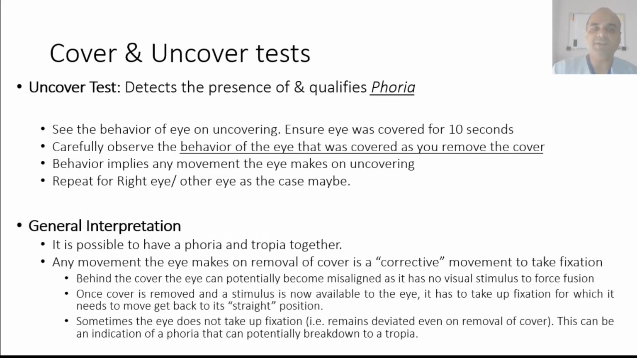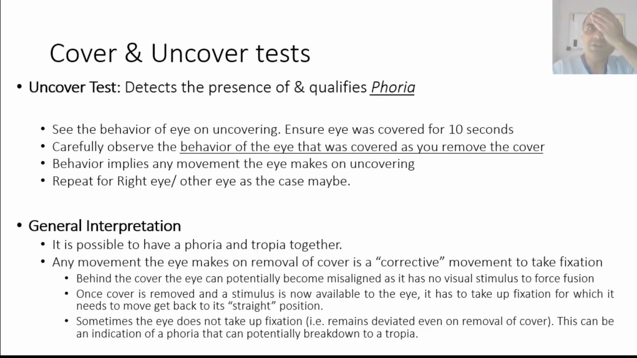What I mean by behavior is that, remember, the eye behind the cover can have a phoria normally. So when the cover is removed, in normal circumstances, a person who had no squint otherwise, 99% of the time will become straight to take up fixation and it will move. If the eye had gone outwards behind the cover, moved laterally, that means the eye has an exophoria. But when you remove the cover, the eye would move medially or inwards to take up fixation to see again.